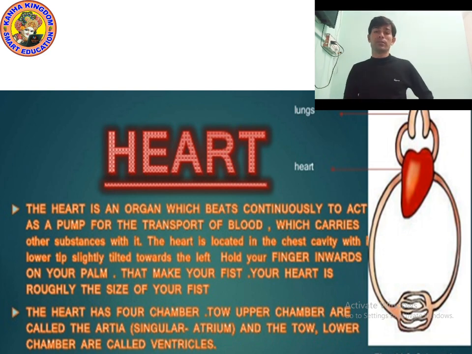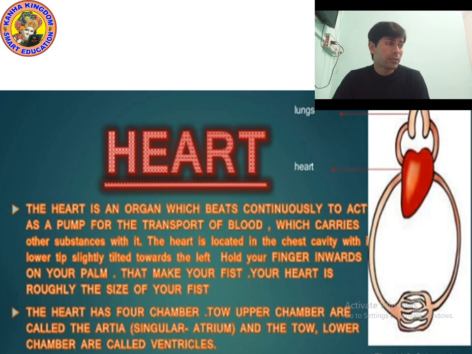So, we studied the difference between arteries and veins. Arteries and veins are blood vessels. Arteries are the vessels which carry oxygen rich blood from the heart to all parts of the body.